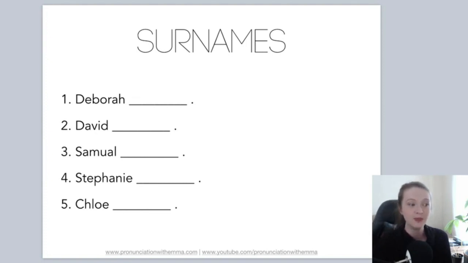Samuel Plumsford, Plumford. Samuel Plumsford, Plumford. Stephanie Newkey, Newquay. Stephanie Newkey, Newquay. Chloe Hillcombe, Hillcombe. Chloe Hillcombe. Hillcombe.